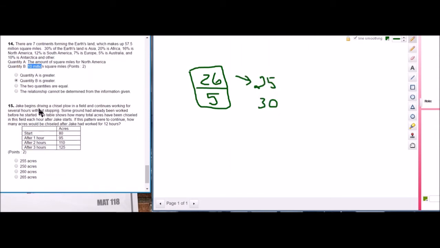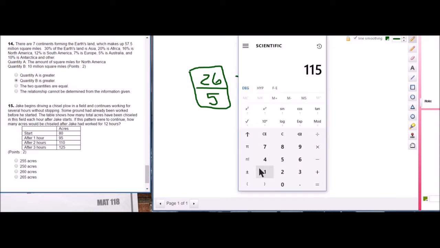This last question here. So we're looking at this chart here. We have Jake. He's chiseling with a plow in a field. He continues working. When he started working, 80 acres were already chiseled. And then after 1 hour, 95, 110, 125. So how many acres would be chiseled after Jake worked for 12 hours? 12 hours. So we can think about how much change is happening per hour. So we can calculate that quickly here.